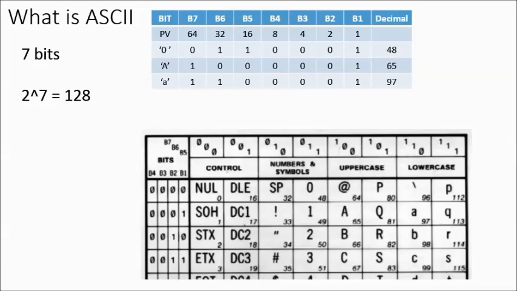That's all for now. I hope this gives you a really good understanding of ASCII, what character sets are, and what the standard ASCII character set is.